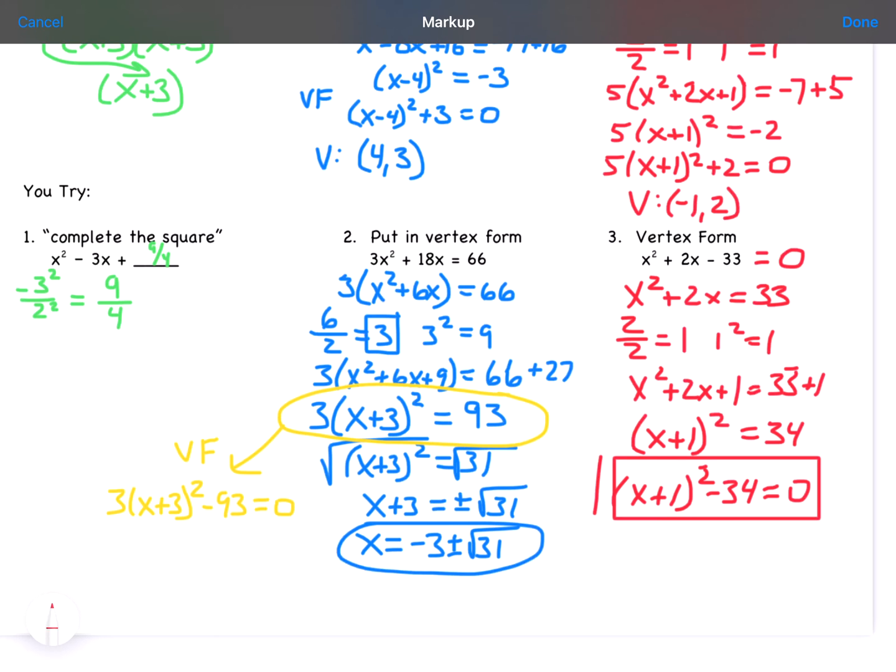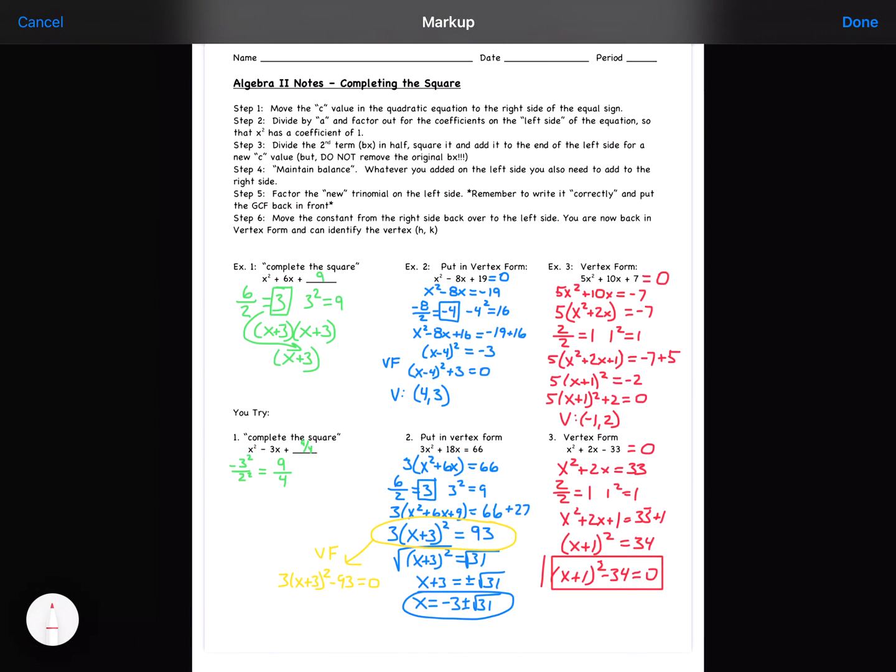All right, so that is completing the square. Hopefully you feel confident now trying to do these and understanding the steps.